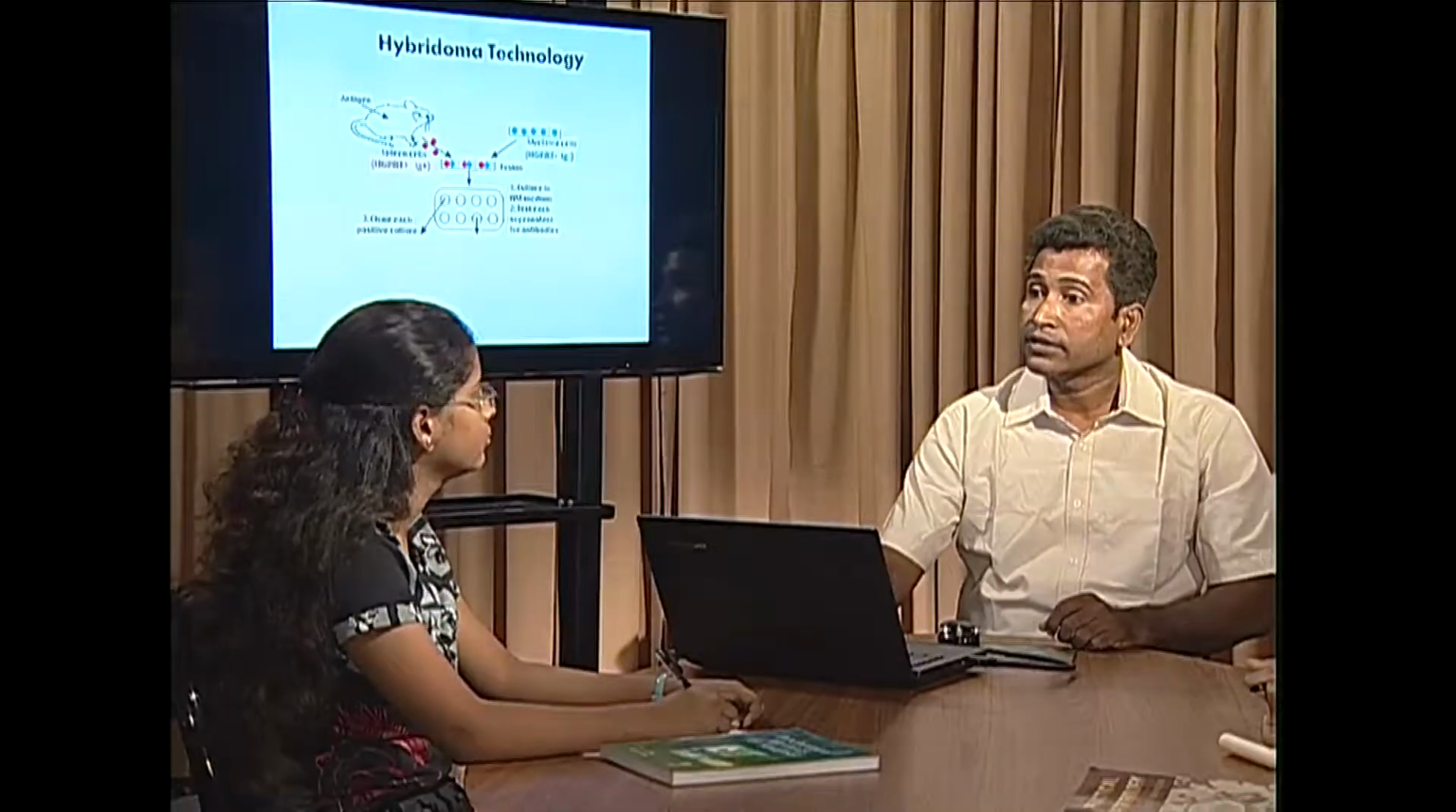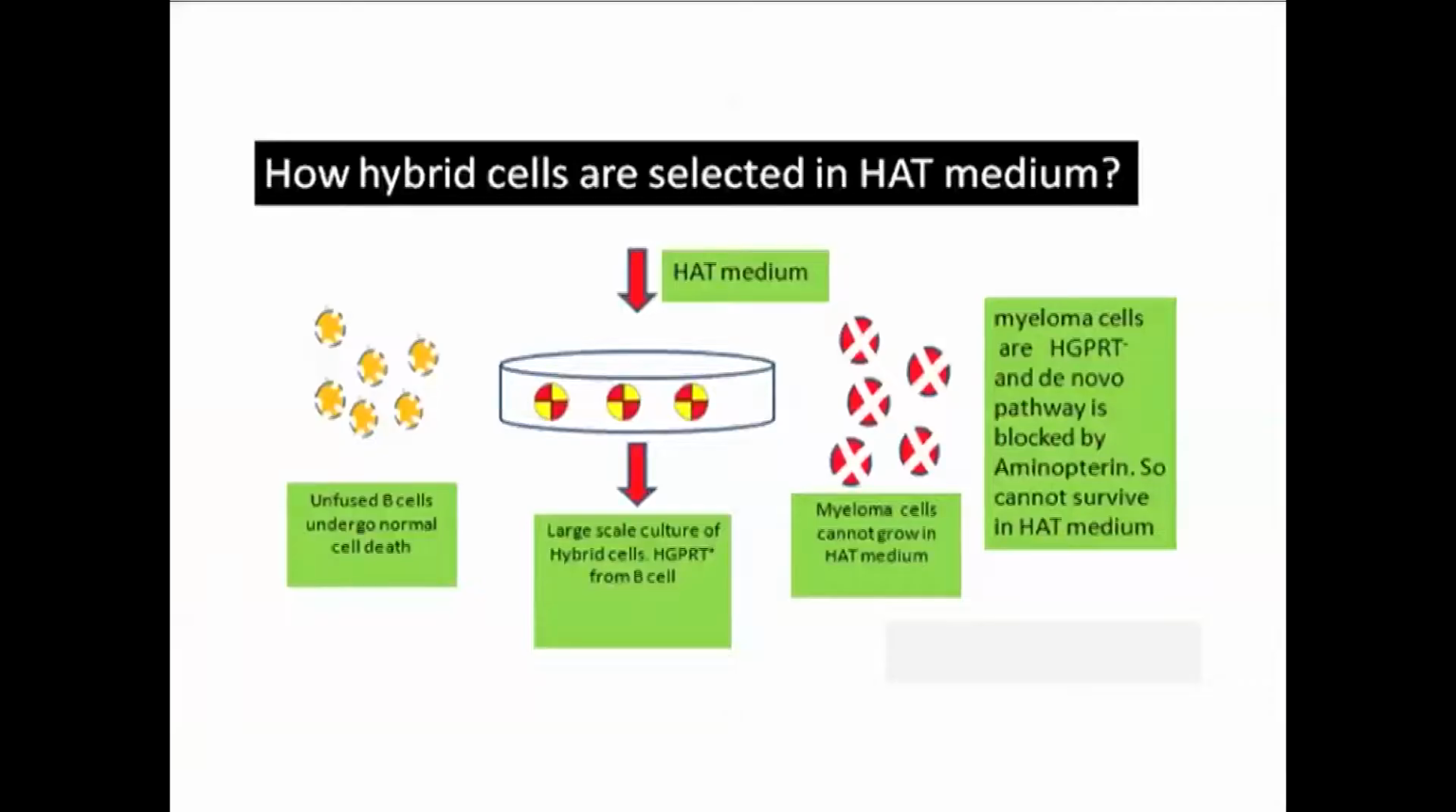And for that, there is a selection. It's called the HAT selection. How does the HAT selection work? In the growth medium, after the hybridoma is made, they are allowed to grow in a growth medium which is called the HAT medium, where HAT stands for hypoxanthine, aminopterin and thymidine.